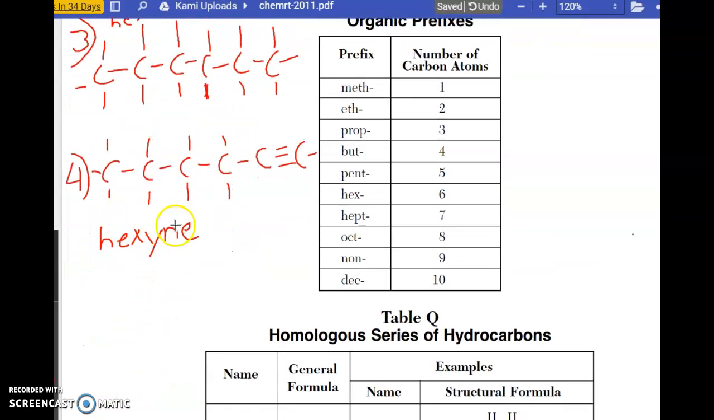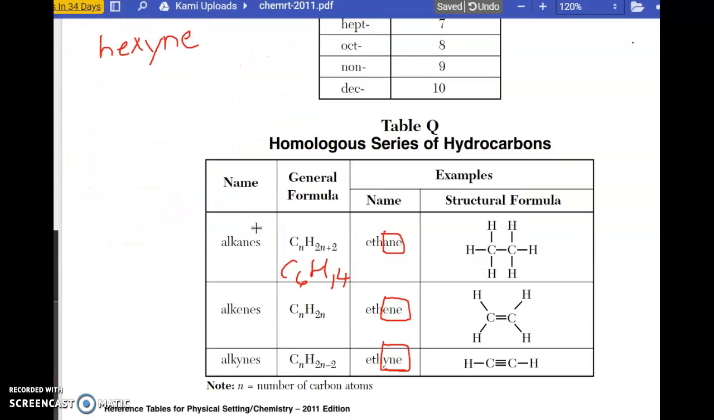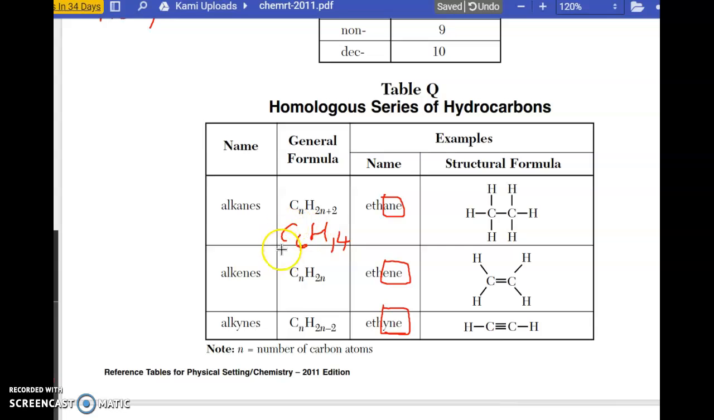Alright, let's figure out the general formula for hexyne. Again, we have 6 carbons, but we're going to use this formula because it is an alkyne. I'm just going to write it right here. It looks like I'm writing it as if it's an alkene, but there's just not space below it. I'm writing it as if it's an alkyne. So C6, and we have to figure out how many hydrogens there are.